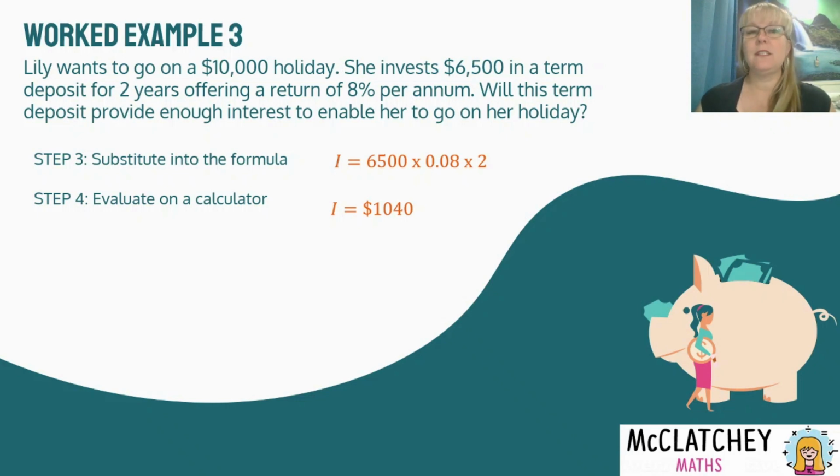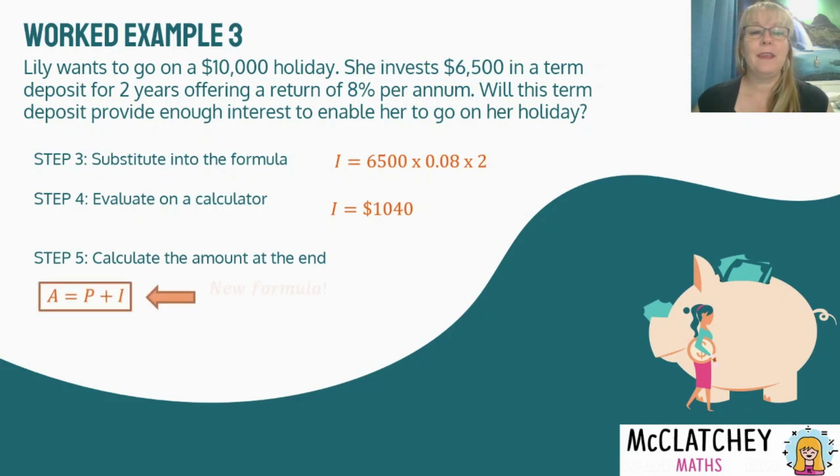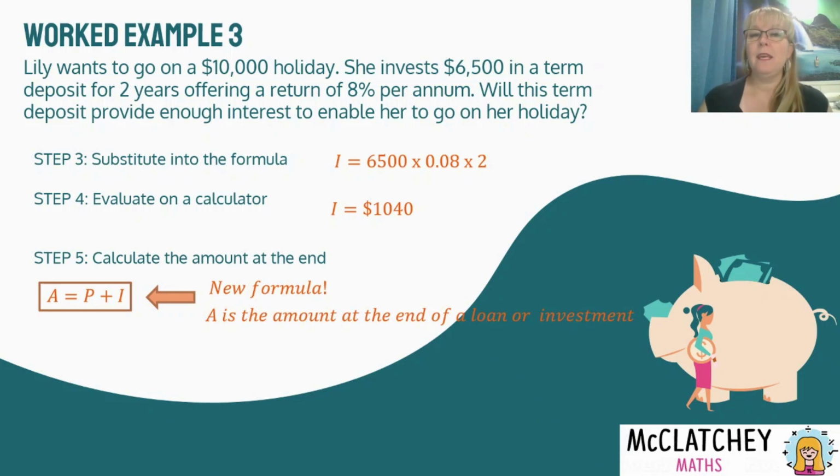Now, the question didn't ask us how much interest did she earn. It asked us, will she be able to go on her holiday? So what we need to do here is calculate the amount that Lily has at the end of her investment. It's not just the interest, it's also the money that she invested, the $6,500. So we have a new formula here. It's A equals P plus I. Now you might be wondering, what is A? Well, A is the amount at the end of a loan or an investment. It includes the principal that you started with, and then added to that is the interest.